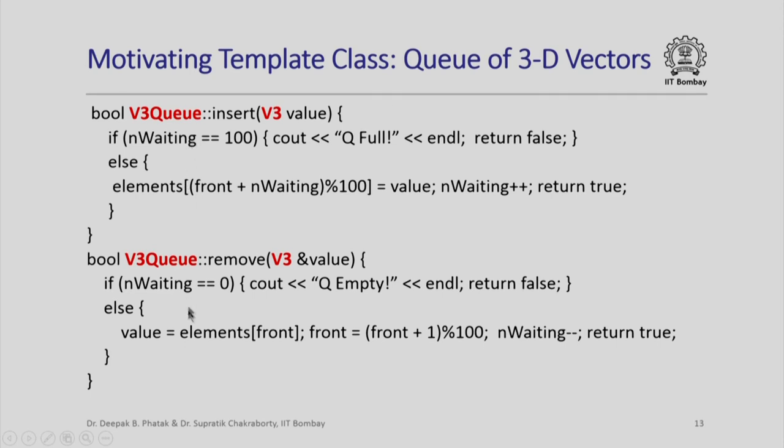How about the definitions of the member functions? Well, they are also almost exactly the same. In this particular case, the only difference in the definitions of the member functions are, of course, the name of the class before the scope resolution operator and the type of the parameters. And that is pretty much it. That is the only difference between these two queue classes.